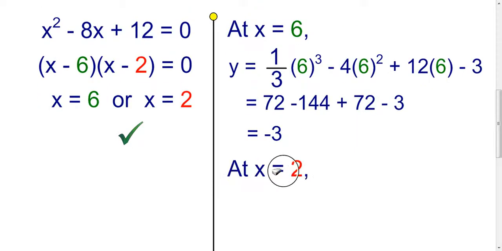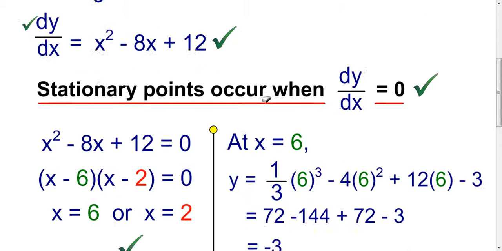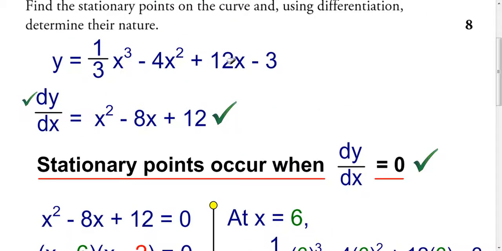x equals 2, same idea. We're going to place 2 here, here, and here into the y equals part to get the y value. Don't substitute it into here. That gets the gradient at that point. We just want the y values.